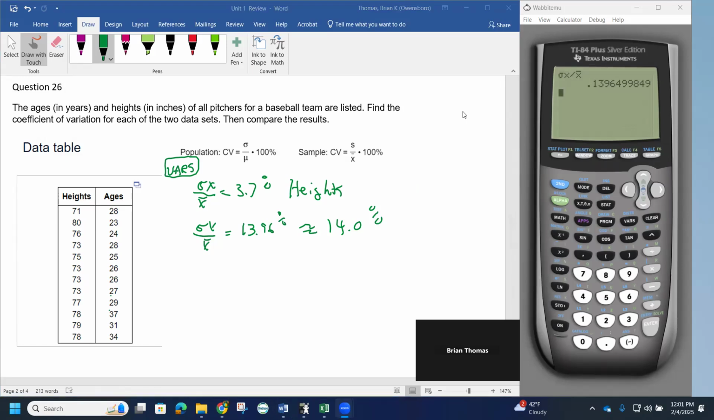Oh, and by the way, it does say compare the results. So we see that the ages vary more than the heights because the percentage is higher. The coefficient of variation for the ages is a higher percentage. So there is more variation in ages than there is in heights.